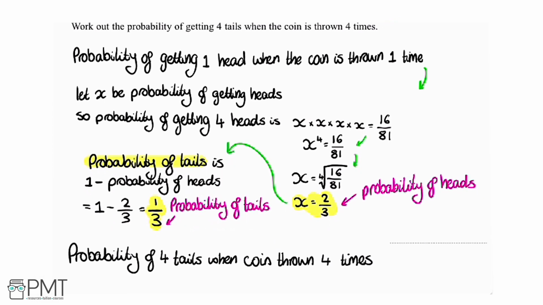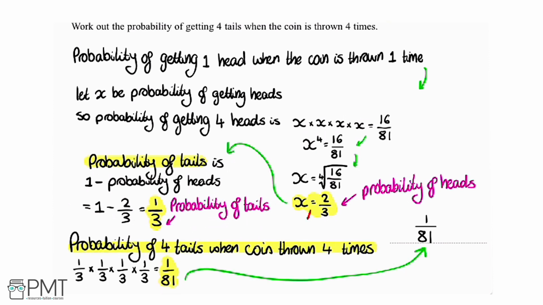So now lastly, the probability of 4 tails when the coin is thrown 4 times. In a similar way to how we thought about it for heads up here, it's going to be 1 over 3, the probability of getting tails once when you flip the coin, multiplied by 1 over 3, because we're going to get tails and tails, and tails, and tails, which equals 1 over 81, which is our final answer.